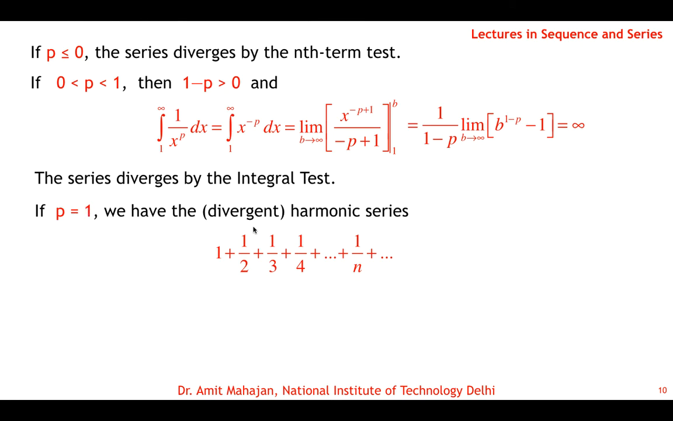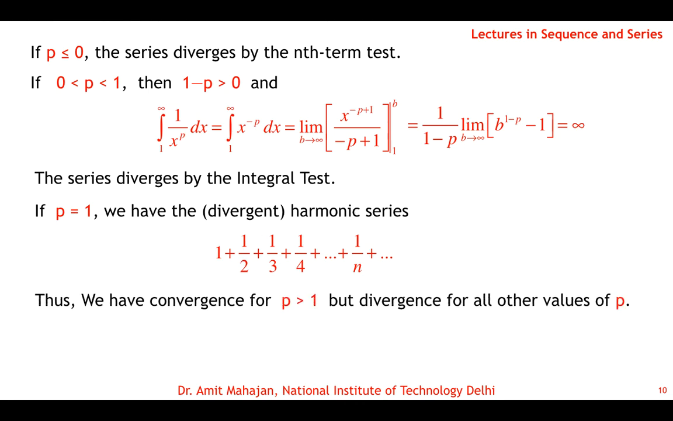So for p equal to 1, we have this series, which is a divergent harmonic series, and the proof we have already done today. Okay. So what we found is that whenever p is strictly greater than 1, the series converges, but for any other value of p, that means for p less than or equal to 1, the series diverges. Okay. So this is an important result. You have to remember this, because we are going to learn some more methods in upcoming lectures, where these tests will be very useful.